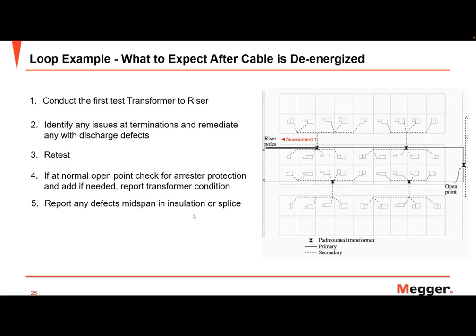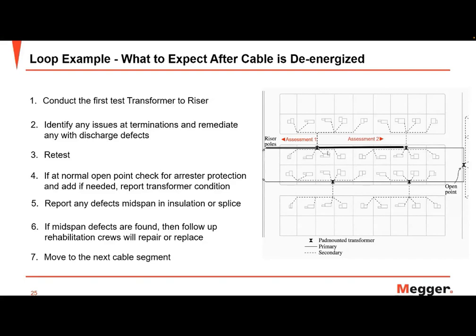We're going to report then any mid-span defects in the installation or within a splice. And if mid-span defects are found, then we're going to have you follow up with rehabilitation crews that will repair or replace that cable based on a risk of failure analysis. And then we're going to move to the next cable, as you see here. This time we're going transformer to transformer in assessment 2. Assessment 3 is transformer to transformer at the open point there, which could get moved, or you could take a full outage for the neighborhood. Assessment 4 is then, assessment 5 is then taken, assessment 6. So that's typically a day's worth of work in assessing cables with a cable test van.